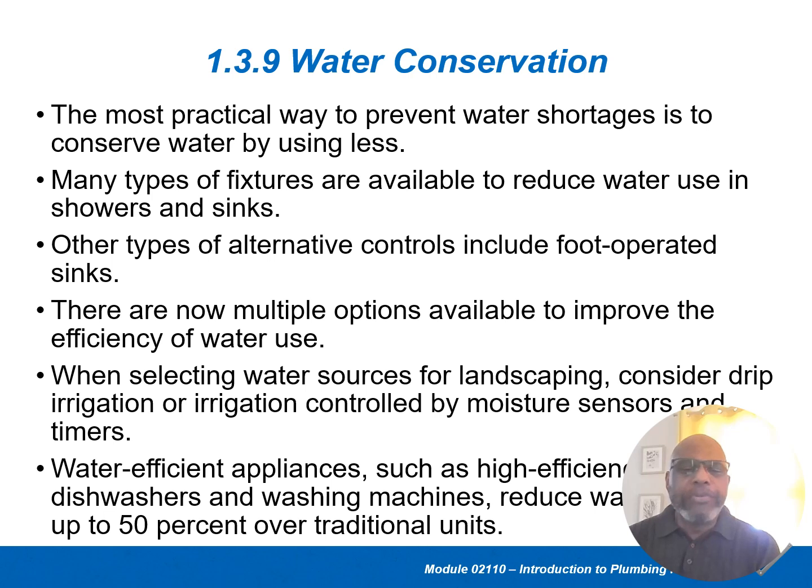So there's many different ways to control and conserve water usage. When selecting water sources for landscaping, consider drip irrigation. Drip irrigation is basically putting water exactly where your plants are. Instead of spraying water that can evaporate or watering parts that you don't need to have watered, drip irrigation is actually putting it right there.